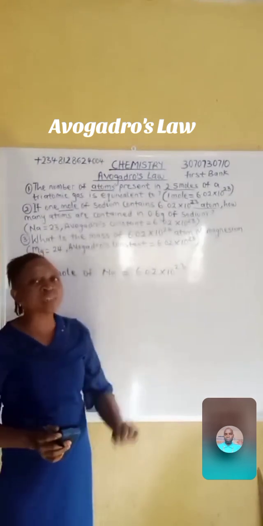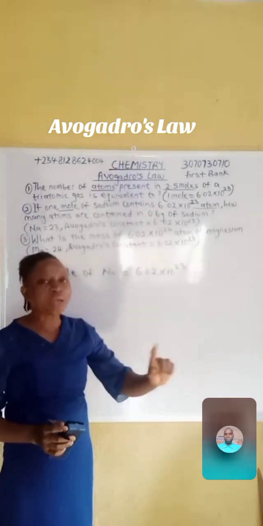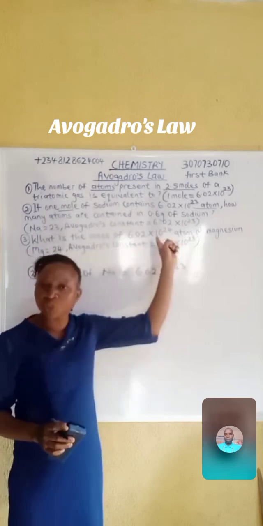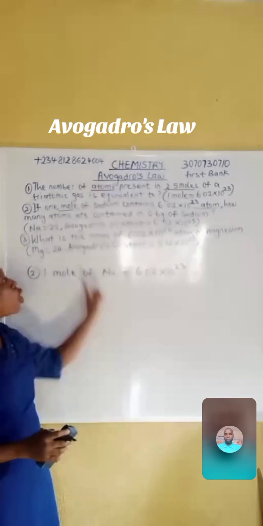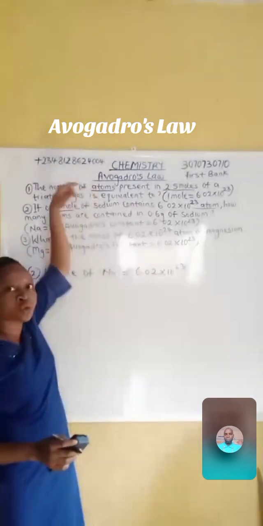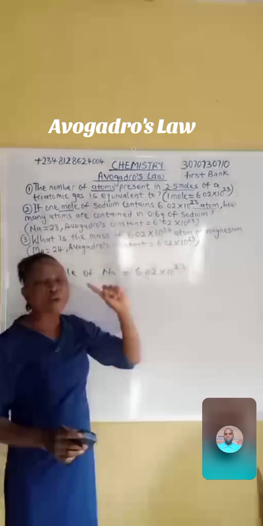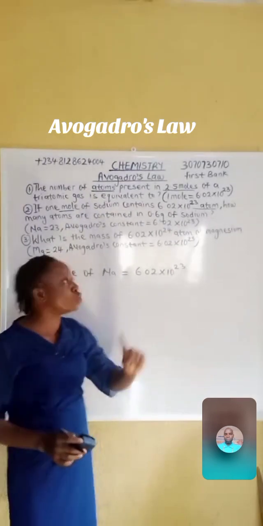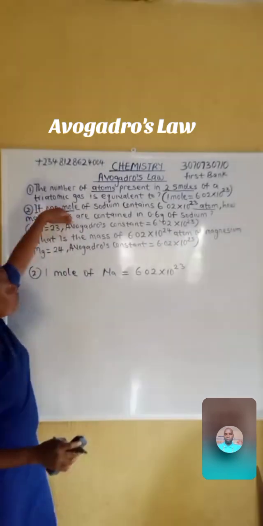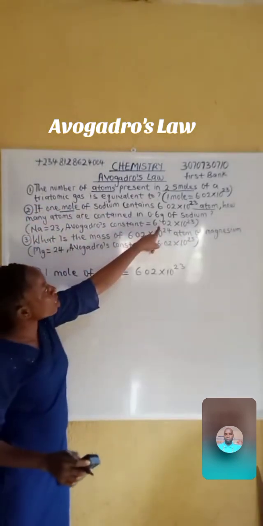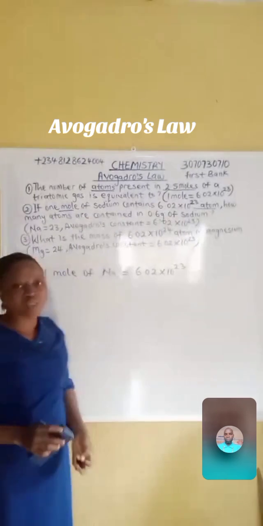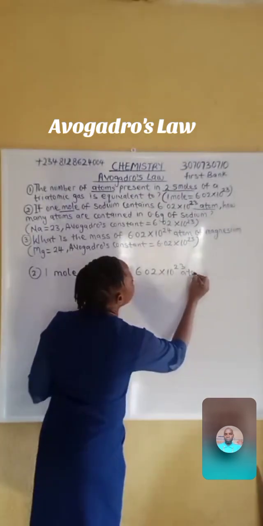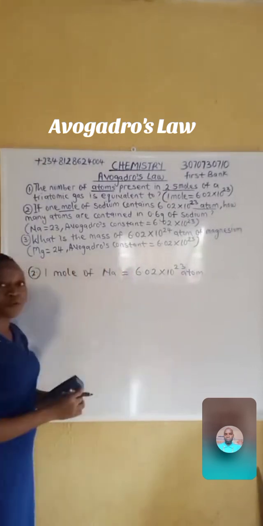Once your question is talking about the number of mole and atom, the first step you are going to take before you go back to your question is to write 1 mole of that atom mentioned in the question equal to your Avogadro's number. This Avogadro's number is a constant value, and they've given us Avogadro's constant equal to 6.02 times 10 raised to power 23. So that is the first step. Avogadro's number is the number of atoms.